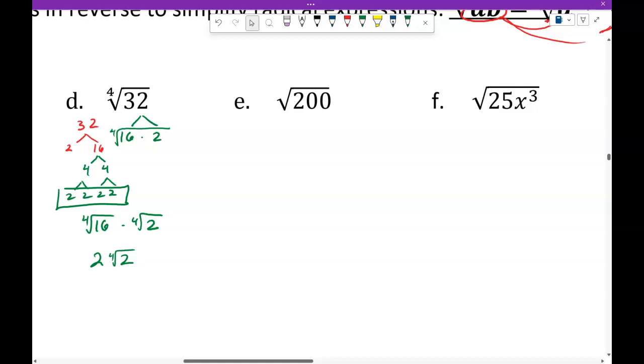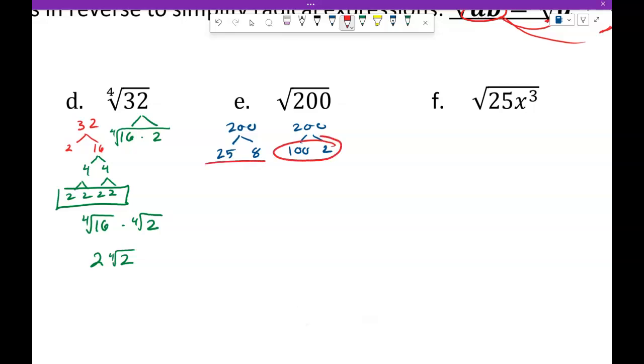200 has a lot of different perfect square factors. We could factor in a bunch of different ways. We could take 200 and we could factor it into 25 and 8. We could factor 200 into 100 times 2. And we want the largest perfect square. Well, this is the factorization that's going to get us there.